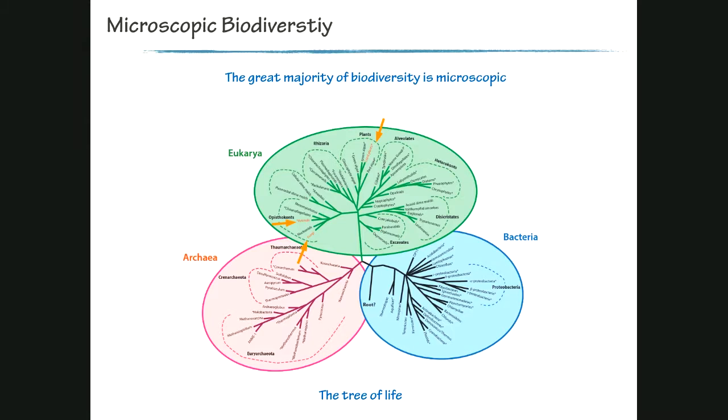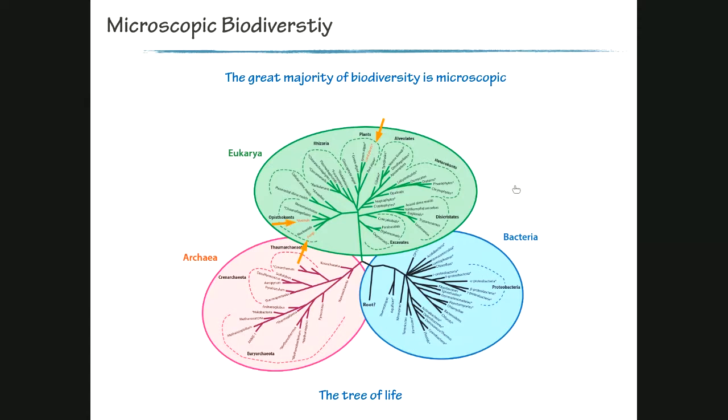Here you can see the tree of life with the three domains. So you have the bacteria and the archaea, which both form the prokaryotes, and then the eukaryotes. And most of these branches that you see in the tree correspond to microbial life, not only within the prokaryotes, but also within the eukaryotes. And in fact, there are only three branches, these red ones, that harbor macroscopic organisms. So we have the plants, the animals, and the fungi.